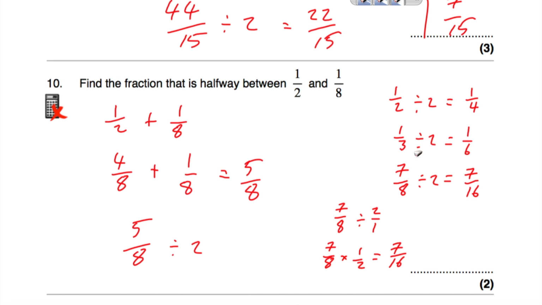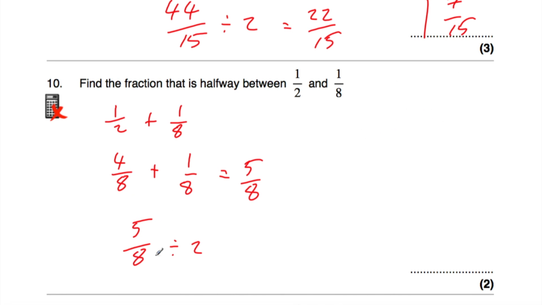So let's go back to our question. We've got 5/8 divided by 2. What I'm going to do is just double the denominator. So that would be 5/16.